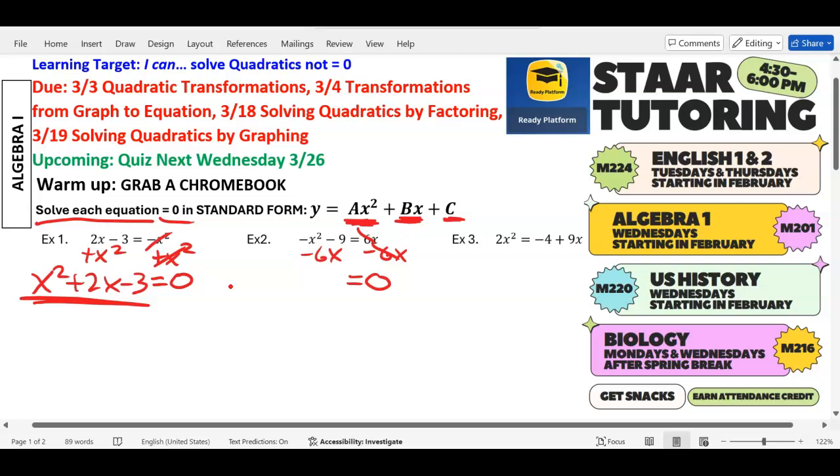Now, remember, the first term has to be the x squared term, which is actually going to be not negative 6x. That's not squared. It's going to be this term, negative x squared. That has to go first. Cool. Then the x term is minus 6x. And then the constant, minus 9.